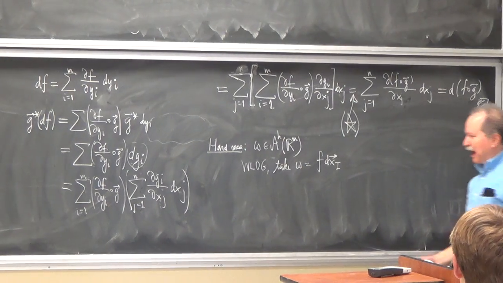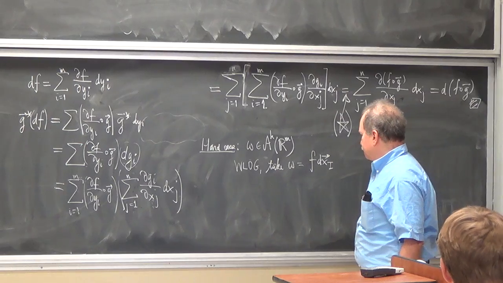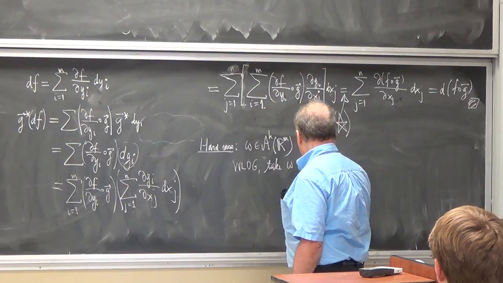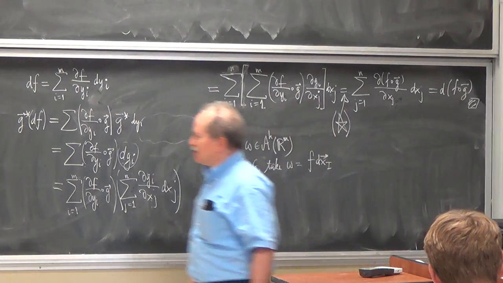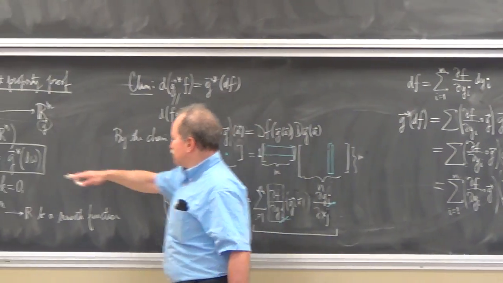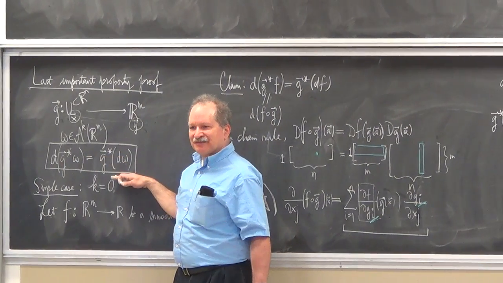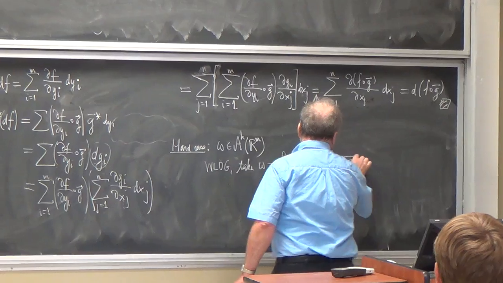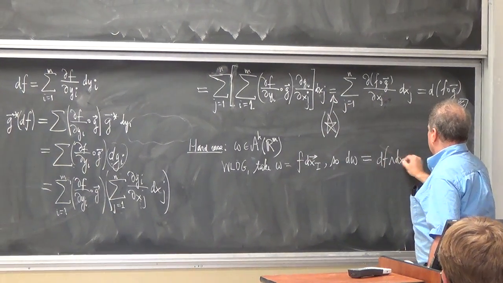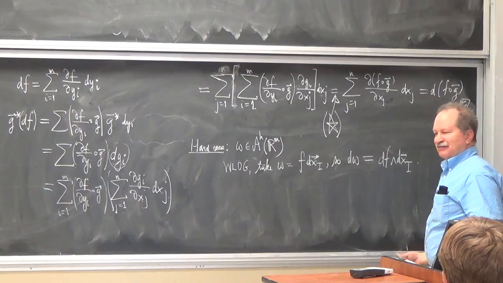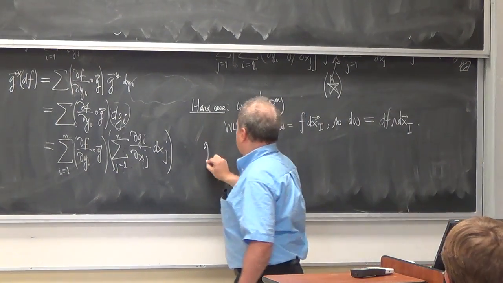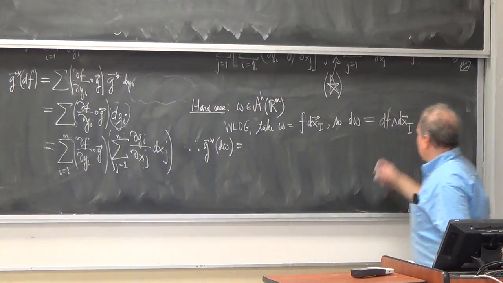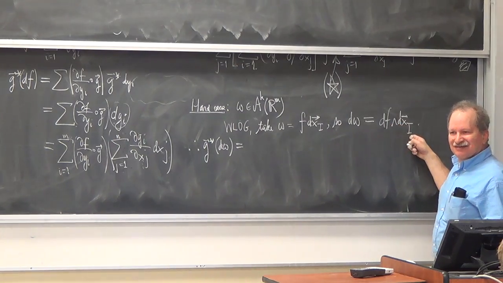Okay, how do we pull that back? Or how do we take d of it? Which side do you want us to start with? Let's take d of it. Which one do you want me to do? Let's take this one. All right, so what's d of it? df wedge dx_I. Okay, everybody agree? How do we pull back d of it? How do you pull back a wedge of two things? You wedge the pullbacks.